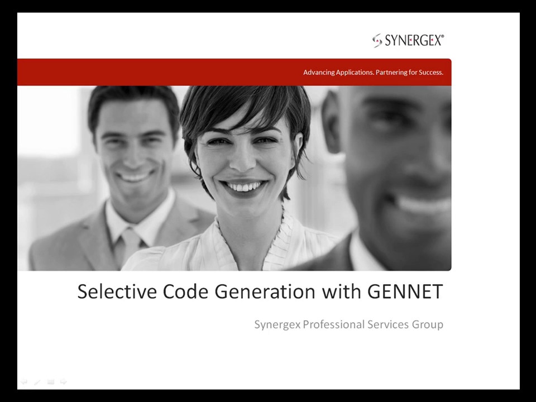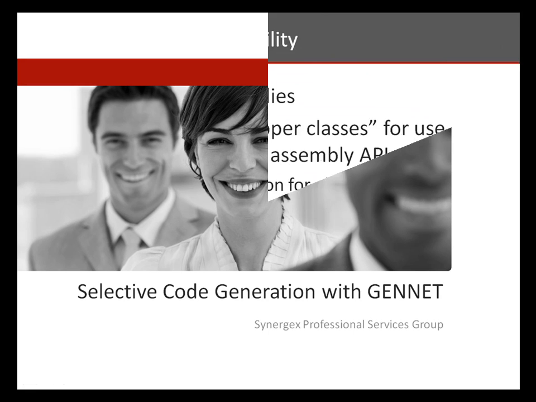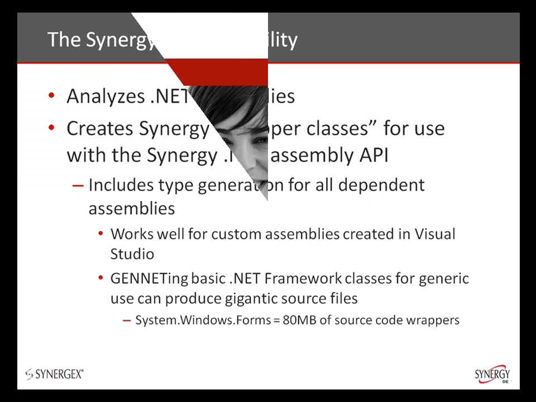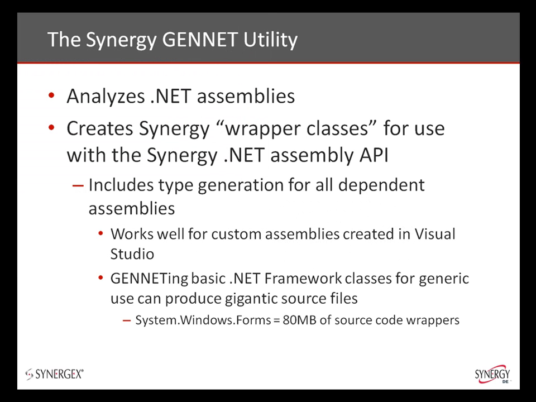As you will already know if you've reviewed the other webbications on the Synergy.NET Assembly API, the GENNET utility examines a .NET assembly and generates Synergy wrapper classes that expose, via the .NET Assembly API, the types found within that assembly. GENNET also generates any types from any dependent assemblies which may be necessary for the operation of the classes in the assemblies being processed.